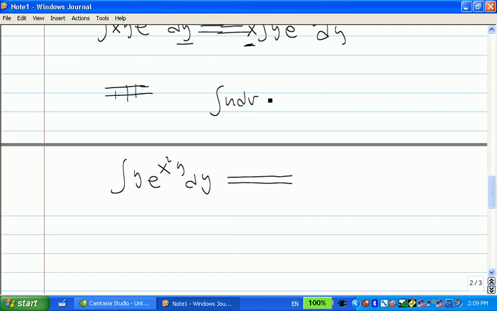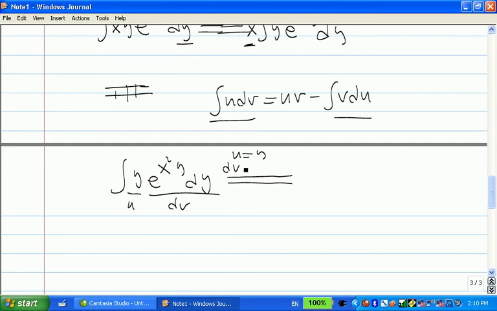Integral of u dv equals u times v minus integral of v du. The purpose of integration by parts is, say you start with u dv, which is harder to integrate. By integration by parts, you end up with another integral, v du. Hopefully, it's easier. So, to use integration by parts, first you have to identify your u and dv. We call this one u, then the rest of the things is the dv. So my u here equals y, my dv here is e to the x squared y dy.